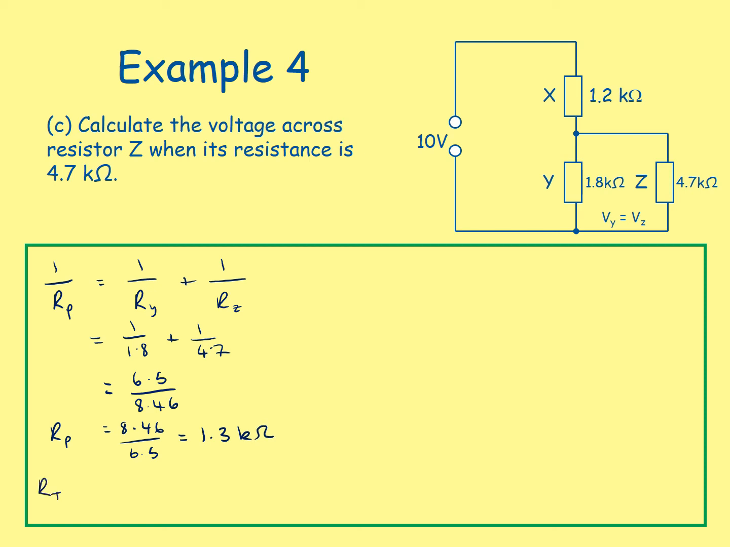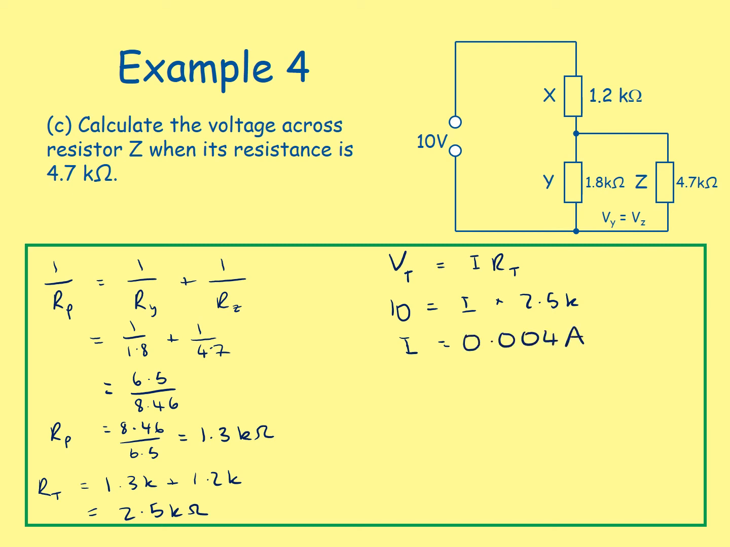Therefore, our total resistance is our 1.3 kilo ohms added on to our 1.2 kilo ohms from our resistor X. This is equal to 2.5 kilo ohms. Let's use Ohm's law, Vt. So our total voltage is equal to our current times by our total resistance. We've got 10 equals I times by 2.5 kilo ohms. So our current is equal to 0.004 amps.